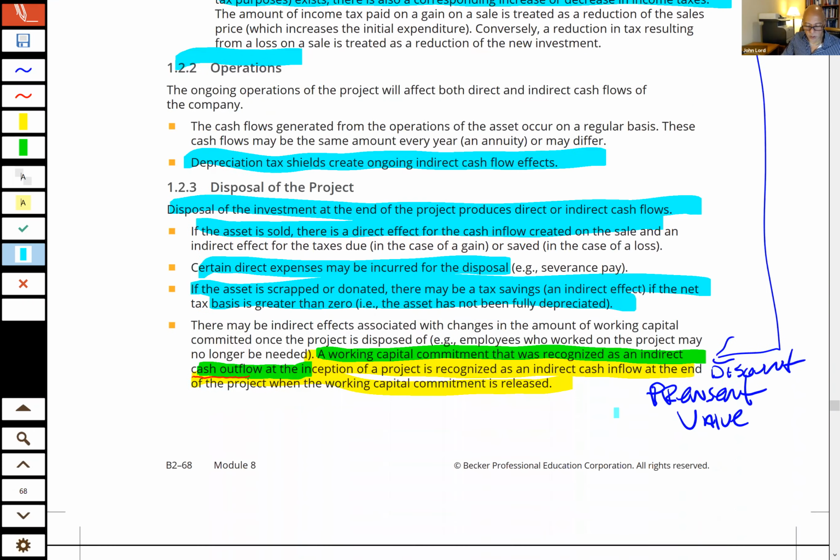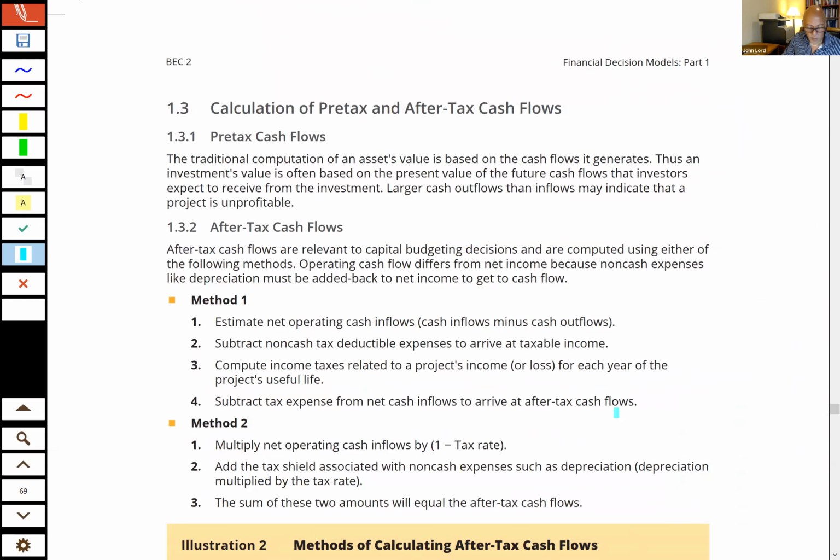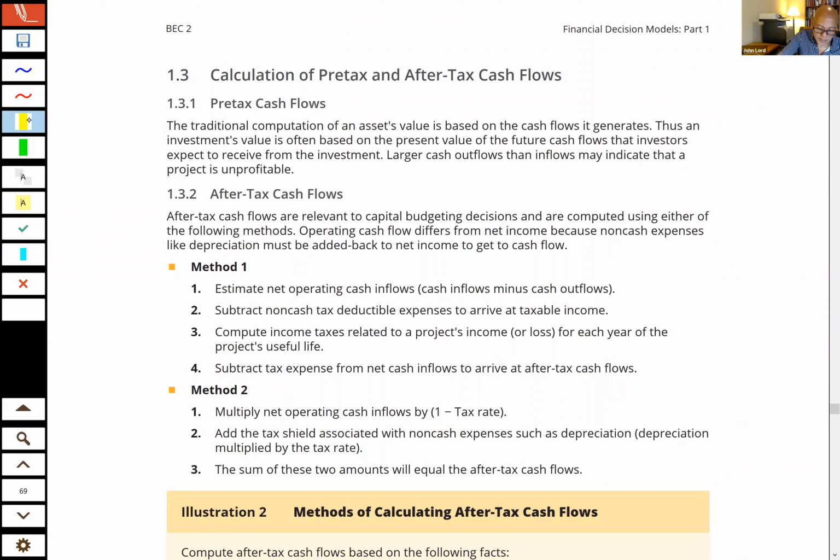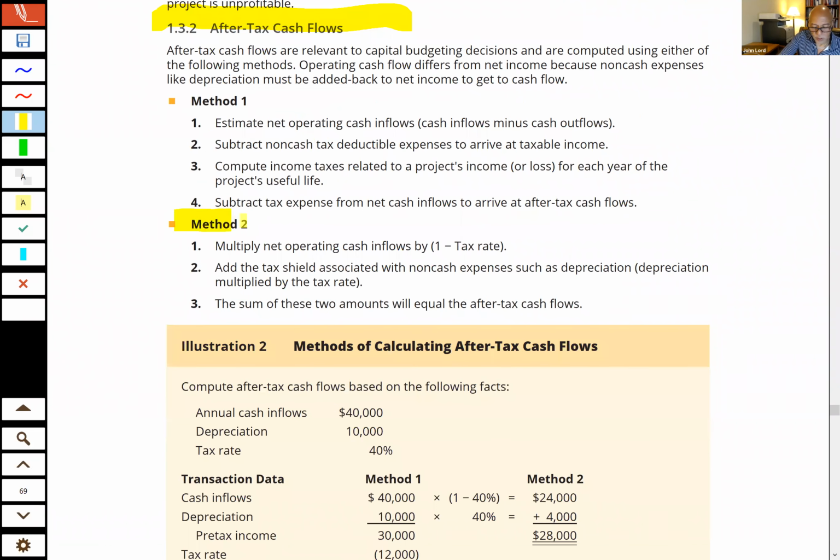Okay, so let's just start to look at and start to get comfortable with figuring those after-tax cash flows, since we know that we need to do that consideration. And I'm going to ask you to really focus on method 2 here. Method 1 to me just seems a little cumbersome, and so I don't like it. If you look at method 1 on your own and you like that better, go ahead. But I like method 2 better, which is multiply the net operating cash inflows by 1 minus the tax rate. That gives us what? The after-tax cash flows. But you have to add the shield associated with non-cash expenses such as depreciation.